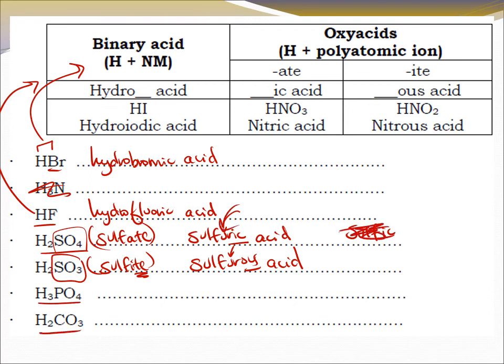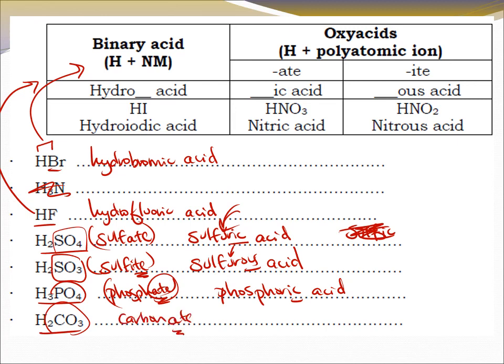All right, let's do two more. PO4. PO4 is phosphate. So I'm going to change ate to ic. We have phosphoric acid. Phosphoric acid because ate turns into ic. One more. CO3. CO3 is carbonate. One more time. Ate turns into ic. We have carbonic acid. Carbonic acid.